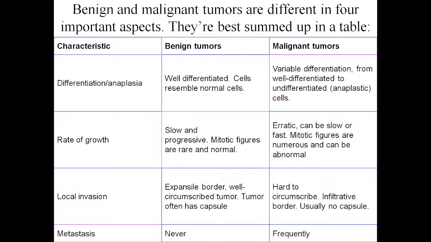Next aspect is rate of growth. Commonly, a benign tumor is slow and progressive. Mitotic figures are rare and normal. Malignant tumor is erratic, can be slow or fast. Mitotic figures are numerous and can be abnormal.